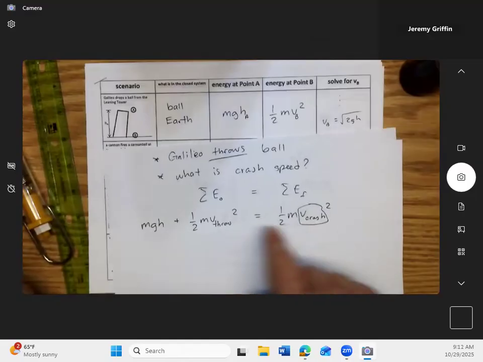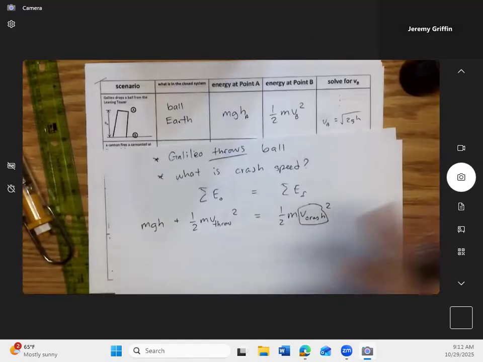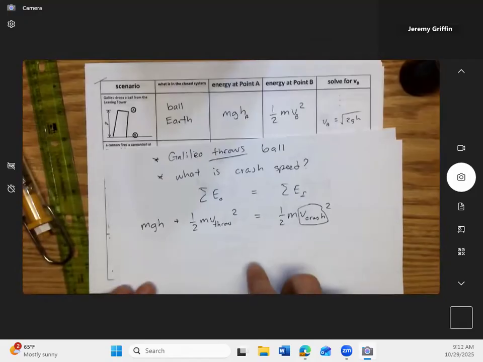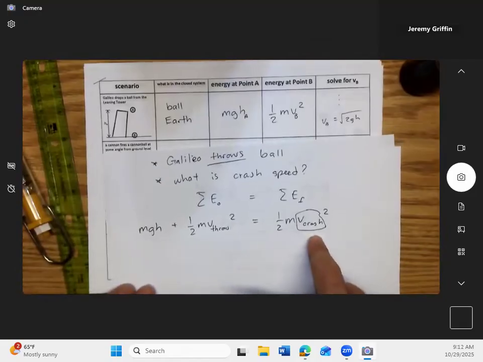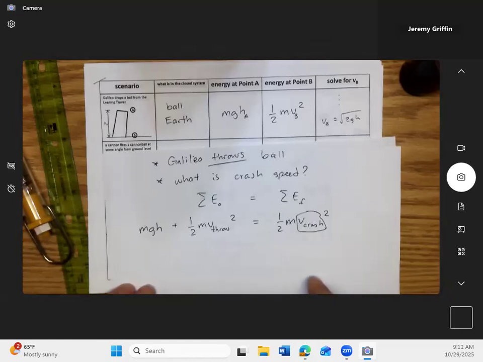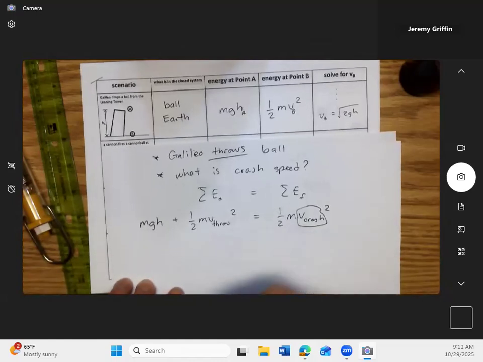This is all in terms of scalars. We can just cut straight through vectors. We're not going to solve for how much time it takes. We don't know where the ball lands exactly necessarily. But you do know the crash speed regardless, because you just solve it this way. And if you solve it with projectiles, you would always get the same answer.